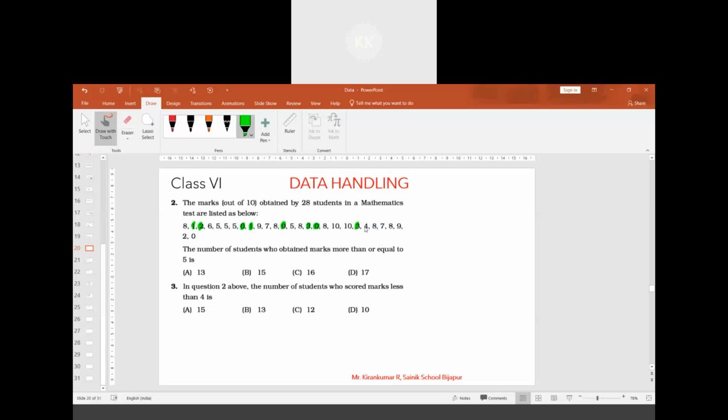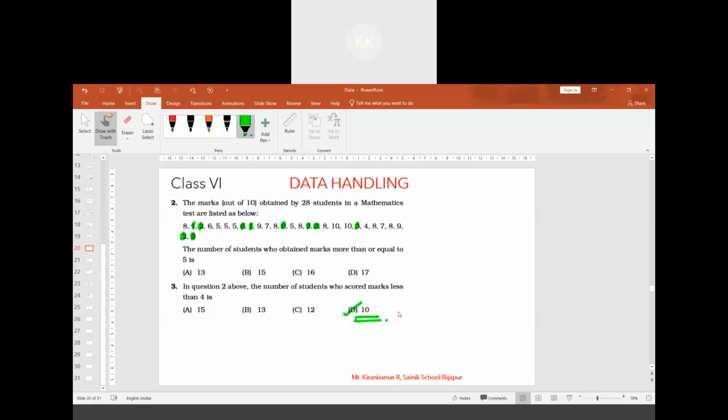Should I consider 4? No, sir. Why should I consider 4? They asked less than 4. They did not ask less than or equal to 4. So totally if I want to count: 1, 2, 3, 4, 5, 6, 7, 8, 9, 10. 10 are there.